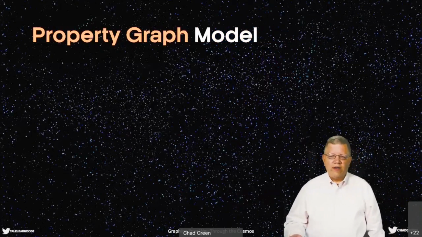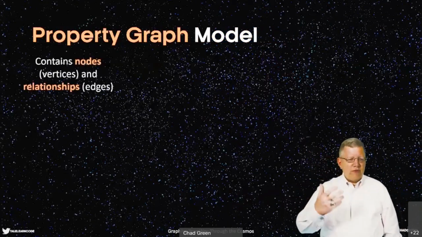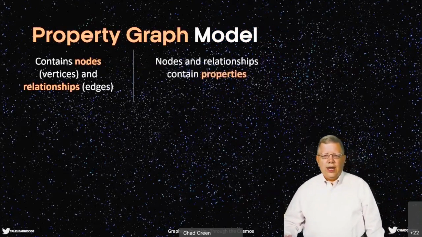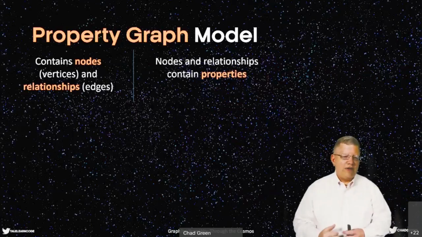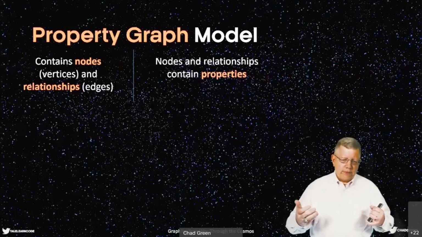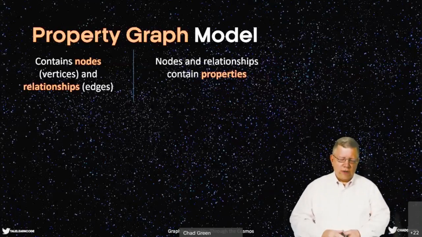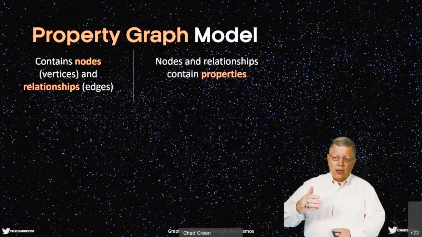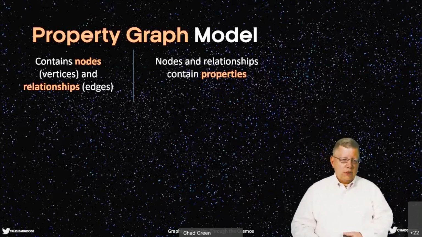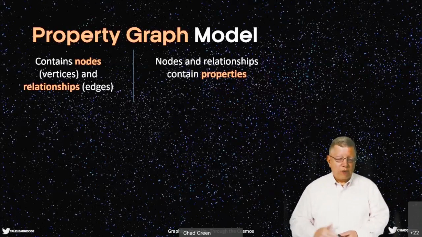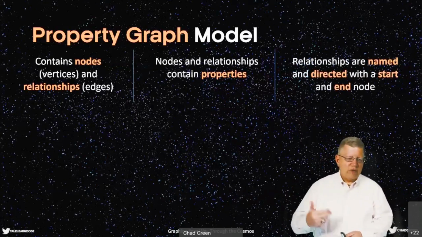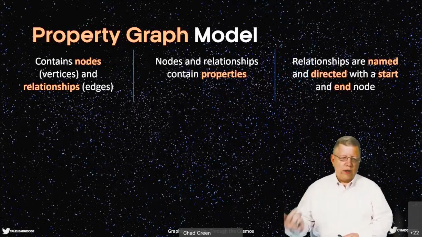And what do we mean by this? Well, we have those nodes, those vertices, and those relationships, or the edges. And then those nodes and relationships contain properties. A node or a vertex contains one or more properties, and your relationships can have zero or more properties, which is really, really nice. And then the relationships are named and they're directed with a start and end node.